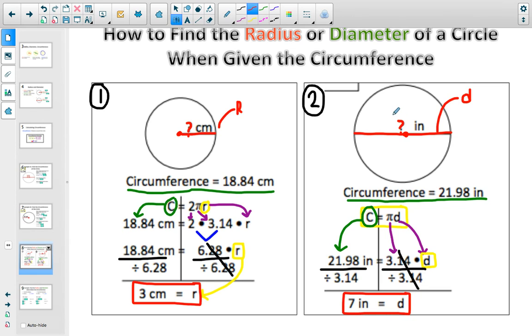Basically, anytime you're given the circumference of a circle and you're asked to find the diameter, like in problem number 2, you're just going to do the circumference that's given to you divided by pi.